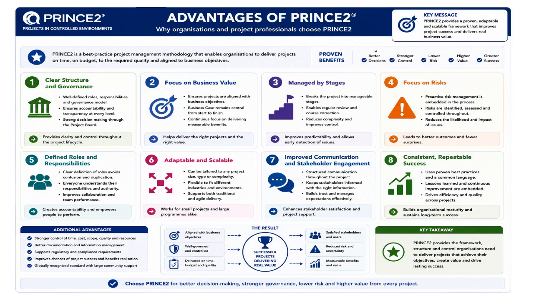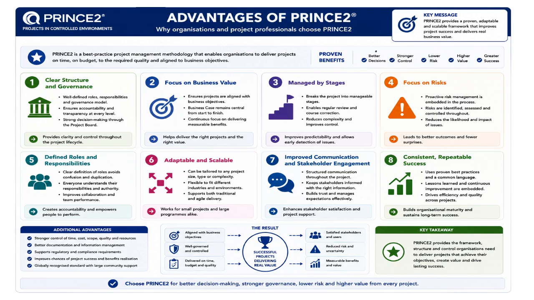The seventh advantage is improved communication and stakeholder engagement. PRINCE2 uses structured communication, regular reporting, and defined governance meetings to ensure stakeholders remain informed throughout the project lifecycle. This improves transparency, trust, stakeholder confidence, and user engagement.